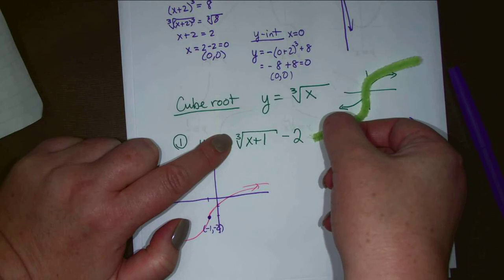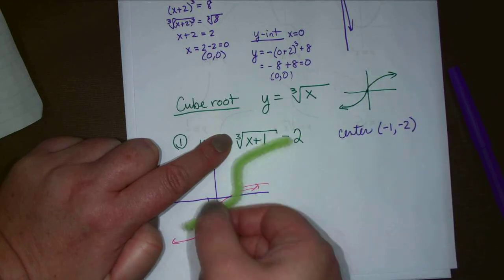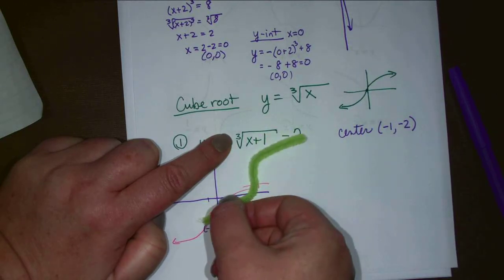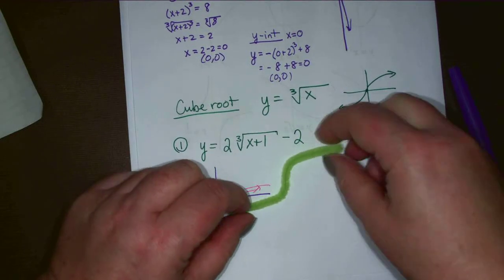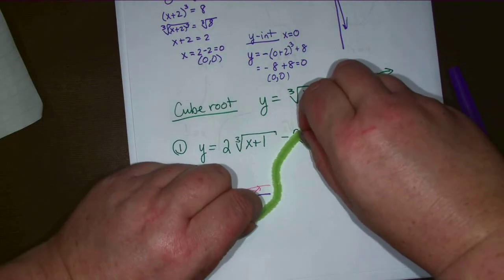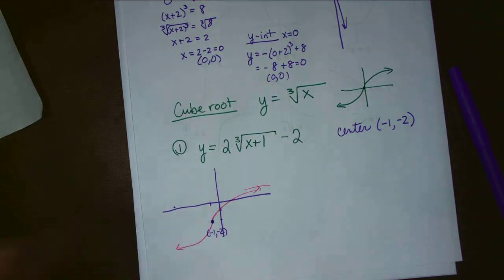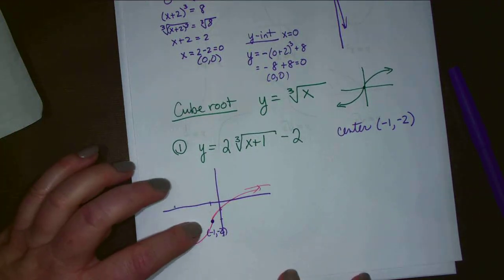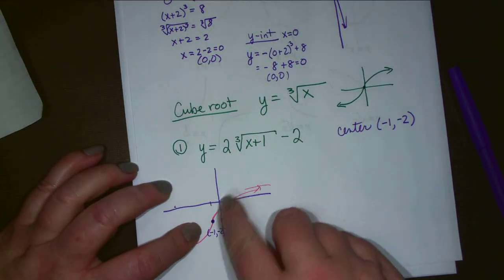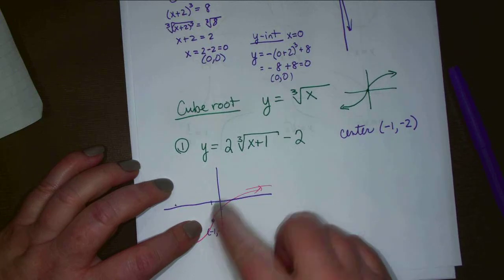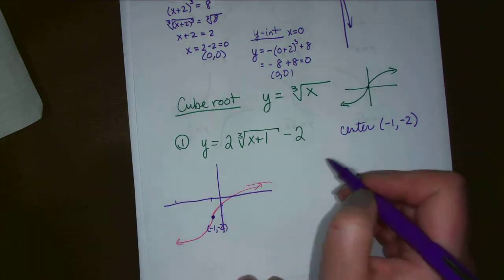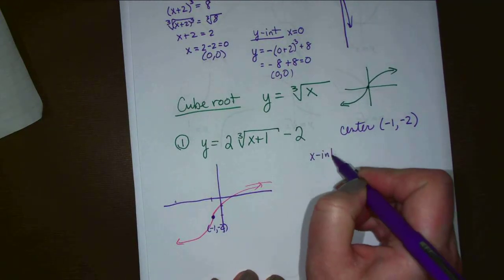If you picked that up and you moved it to its new spot, that 2 in front changes the steepness, so the points will change, it stretches it. Okay, so that's the only difference, but the shape still looks the same. So this could actually go through negative if it's stretched up high enough, or maybe at 0, so let's try it. So our x-intercept, we're going to let y equal 0.